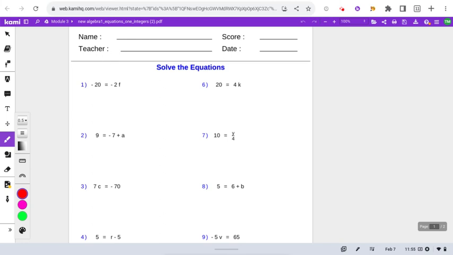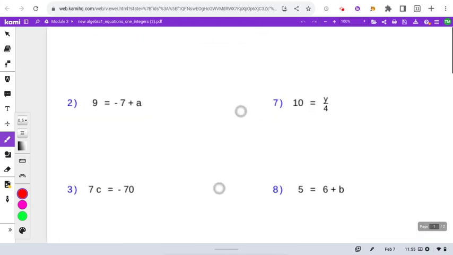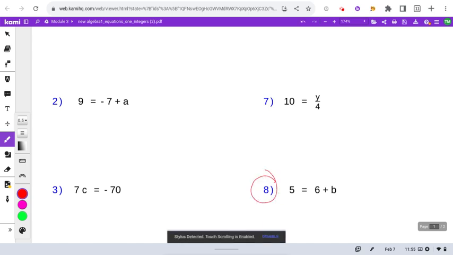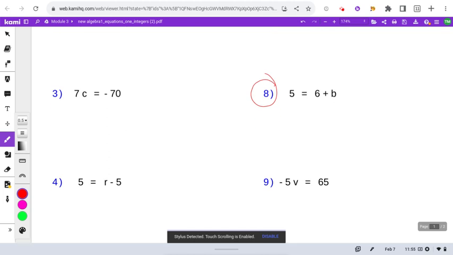Okay, I'll be reviewing how to complete these equations for the quiz. So I'll do an example like number 8. For number 8, you will see that there is a 6 plus b. Now the 6 in front of it is a positive. Sometimes there might be one like this that has a negative in front. Don't get confused with this operation here.